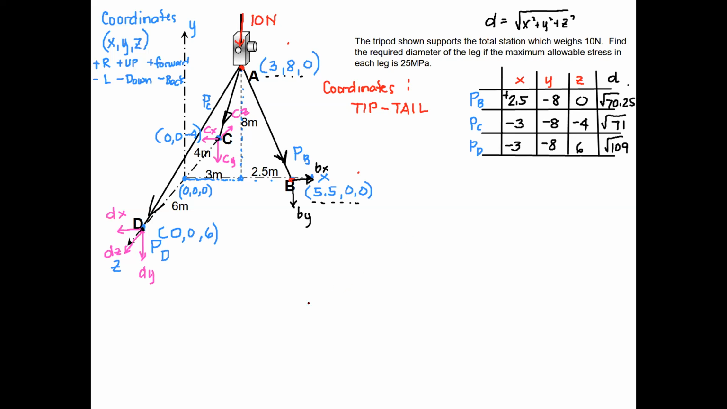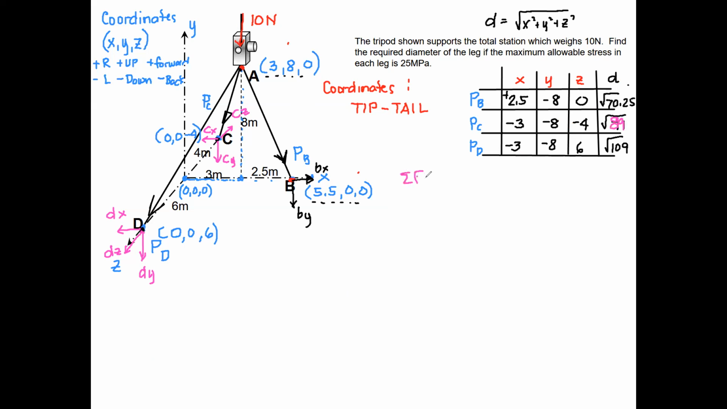Ano yung correction mo? Yung sa your PC po, ma'am. Hindi 81? Square root of 89 po dapat. 89. So my mistake. Okay, so now we are ready to solve the problem.